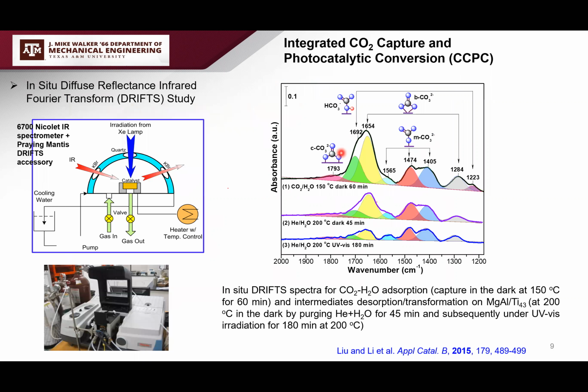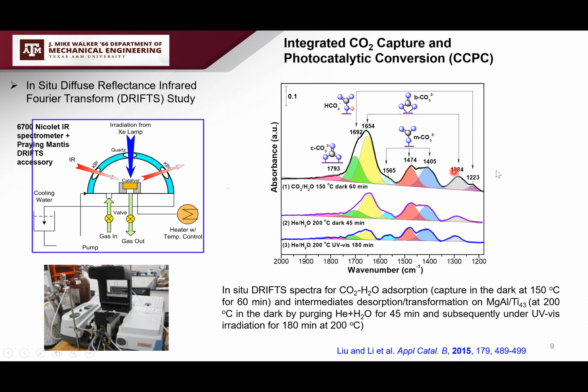Before I show you the results, I just want to introduce this in situ diffuse reflectance FTIR, called DRIFTS, study. The uniqueness of this cell is that it has a quartz window that allows photo illumination. Meanwhile, this cell can be operated at a designated temperature, and you can introduce your reaction gas in and out of this cell.